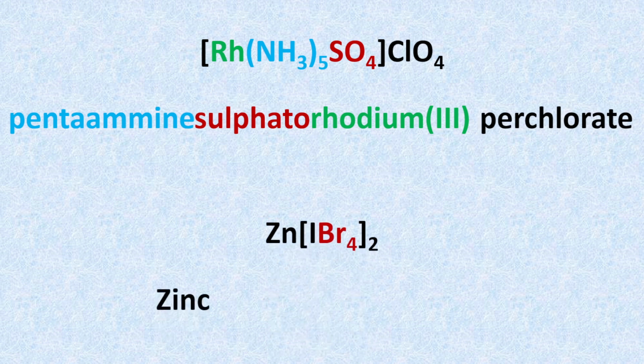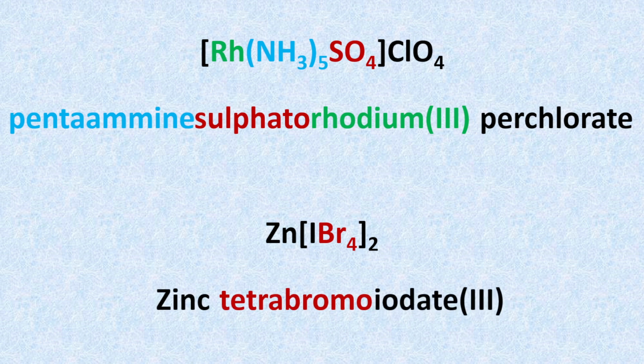So, in this complex, zinc space tetrabromoiodate 3. The oxidation state of bromide and zinc is -1 and +2 respectively. So, the oxidation state of iodine must be 3.